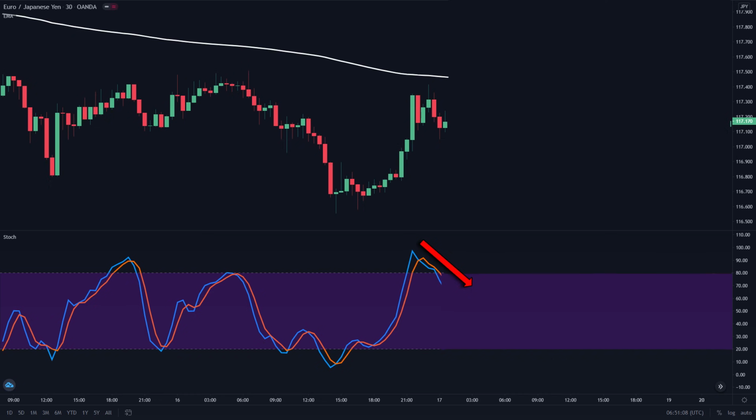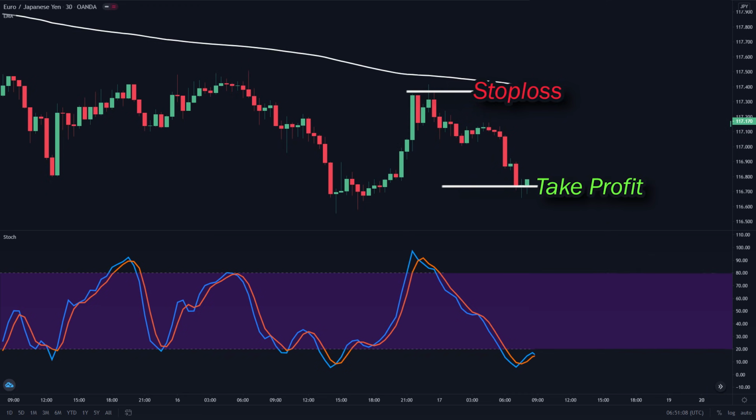Once this happens, you take a sell position. Now, for your stop loss, you place it above the nearest swing high and set your profit target at 2 times your stop loss. And as you can see, this trade ended up being profitable.